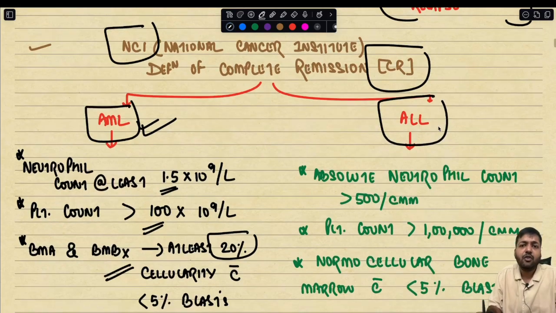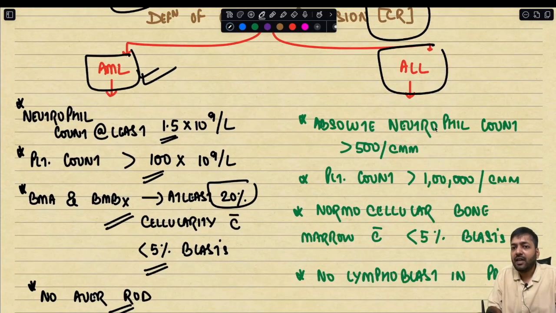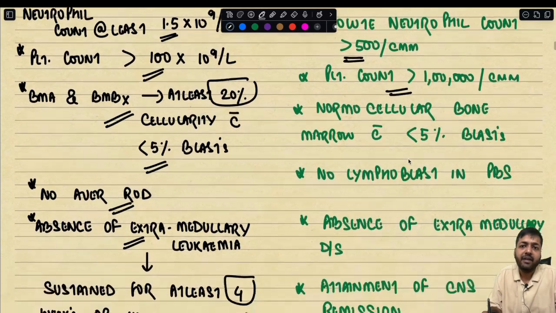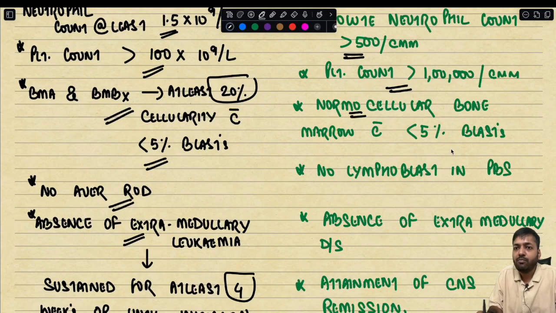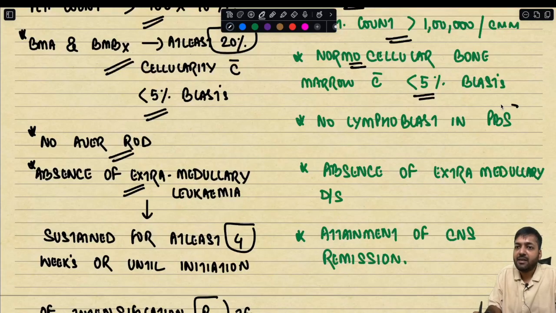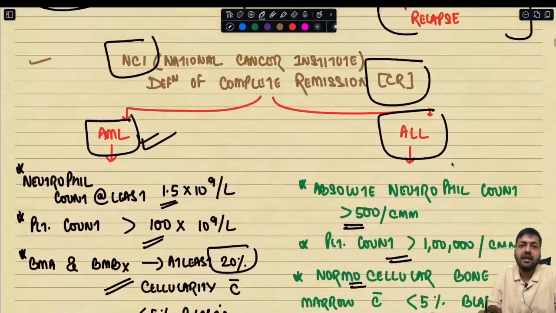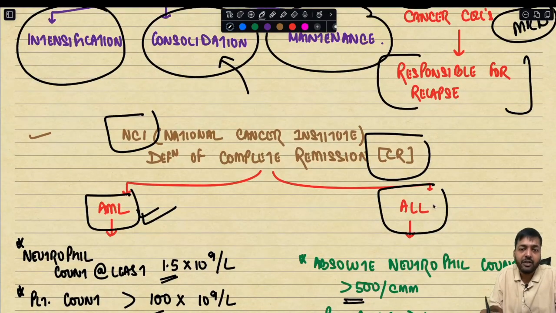For ALL, the absolute neutrophil count should be more than 500 cells per cubic millimeter. Platelet count should be more than 1 lakh per cubic millimeter. There should be a normocellular bone marrow with less than 5% blast. There is no lymphoblast in the peripheral blood smear. Absence of extramedullary disease. Attainment of CNS remission. This is the definition of complete or clinical remission in case of ALL. This is the guideline given by the National Cancer Institute.